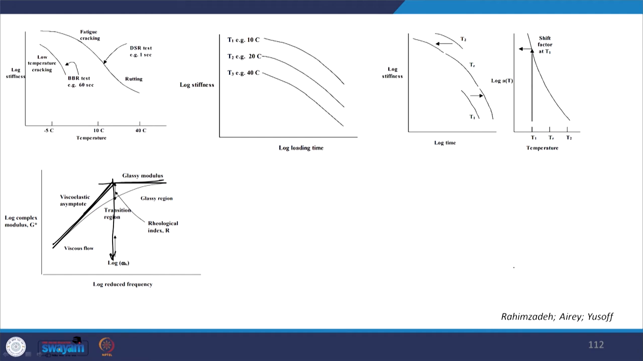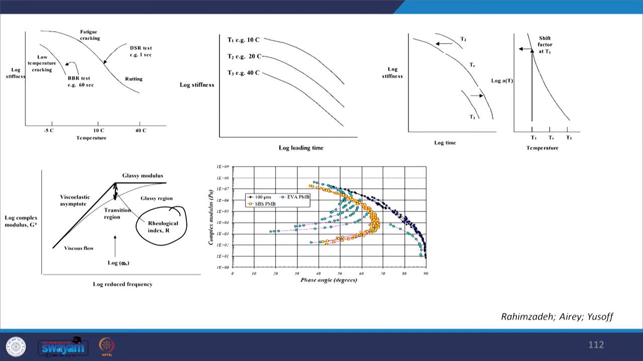Further, we also have one more interesting parameter here, which is the value of R, which is the rheological index. And what is rheological index? It shows the difference between the glassy modulus and the dynamic complex modulus at the crossover frequency. So at the crossover frequency, this difference between glassy and actual is indicated as the rheological index.